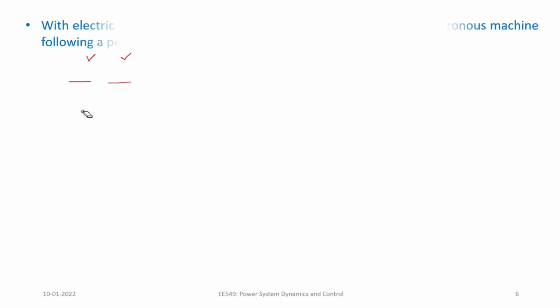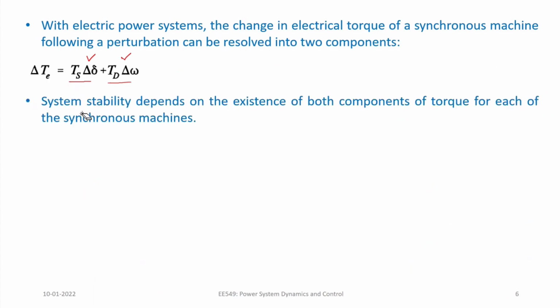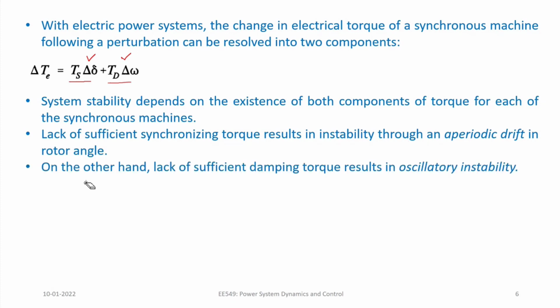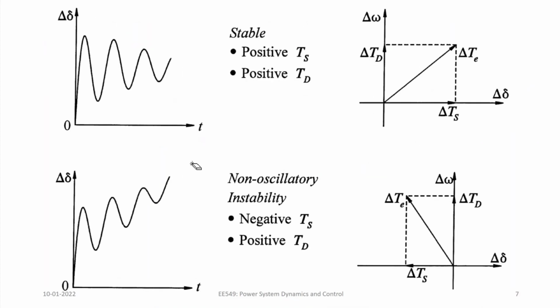So here also the same two components are mentioned. System stability depends on the existence of both components of torque for each of the synchronous machines. Lack of sufficient synchronizing torque results in instability through an aperiodic drift in the rotor angle. We'll see how. On the other hand, lack of sufficient damping torque results in oscillatory instability. One is aperiodic drift. I will show it through the figure demonstration we can see here.